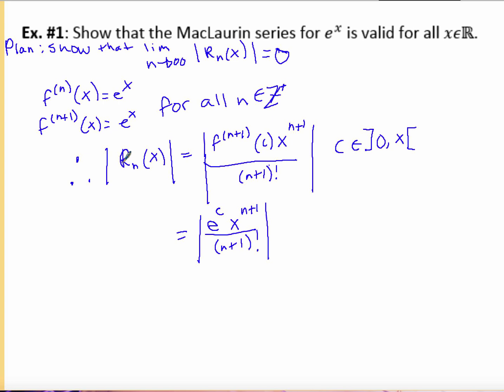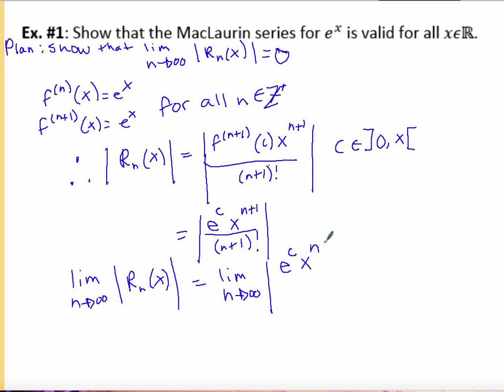because to show that the Maclaurin series is valid, I really do have to show that the limit as n approaches infinity of the absolute value of the error term is equal to 0. So I have to take the limit. So let's do that. The limit as n approaches infinity of the error term is equal to the limit as n approaches infinity of this thing that we just found right here, the absolute value of e to the power of c times x to the power of n plus 1, all divided by the quantity n plus 1 factorial.